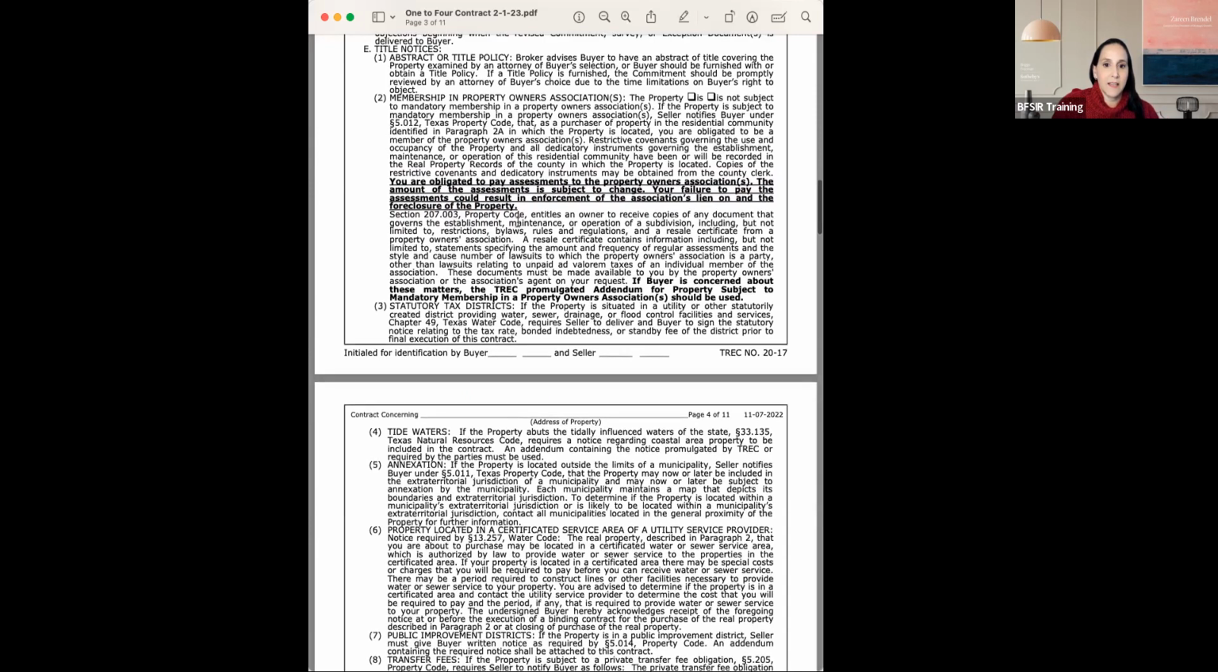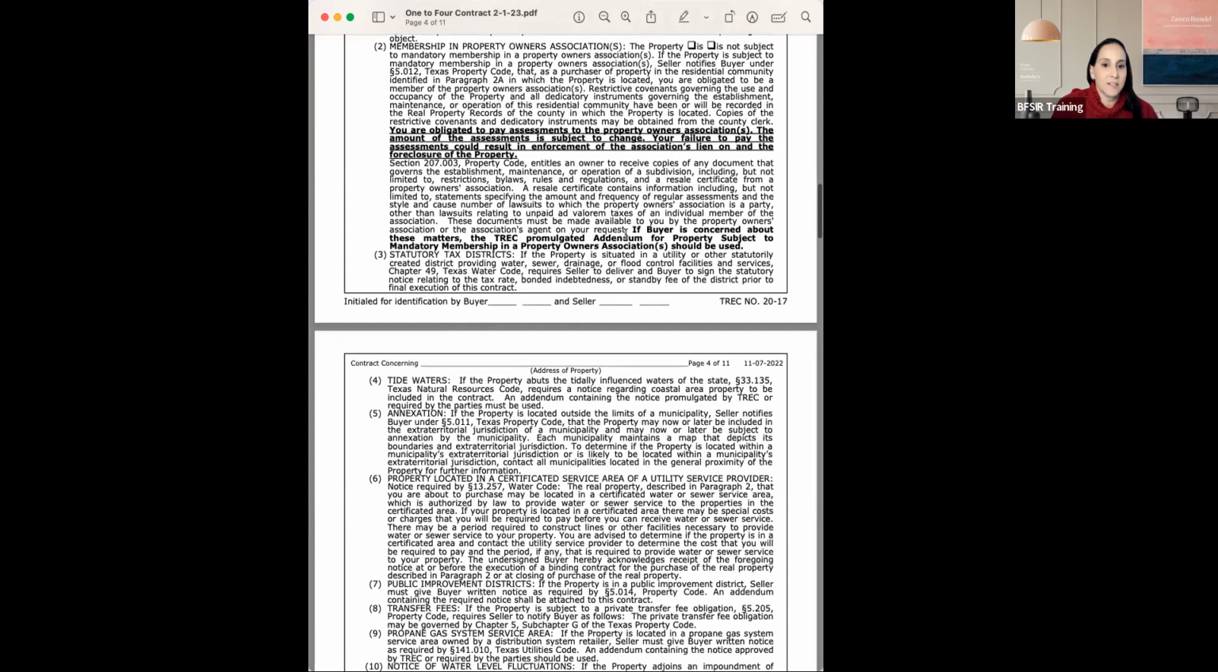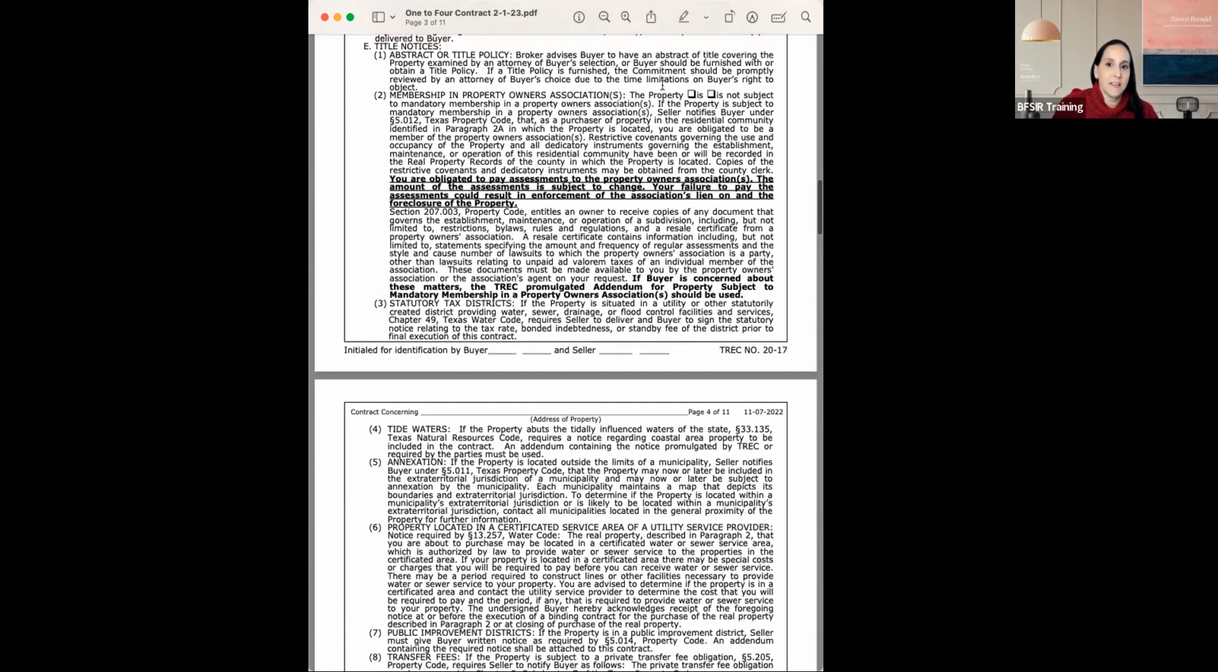And then this says, section 207 of the property code entitles an owner to receive copies of any document that governs the establishment or maintenance of a property owners association. A resale certificate contains information about the owner's association. These documents must be made available. If buyer is concerned about these matters, the TREC promulgated addendum for property subject to mandatory membership in a property owners association should be used. So basically, this is saying if the property is subject, then you need to attach the property owners association addendum so that your buyer gets all of that information.